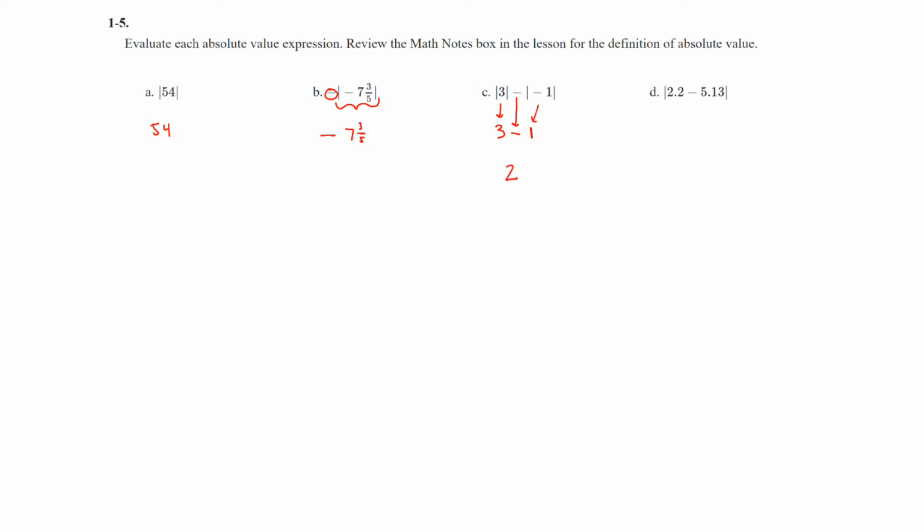And then on D, because the absolute value is here and here, you have to do what's inside of it. It's a grouping symbol. So you need to take 2.2 minus 5.13 and then take the absolute value of that. So when you subtract those, you get negative 2.93, but you can still see the absolute value still there because I haven't taken the absolute value just yet. Now what's the absolute value of negative 2.93? That is a positive 2.93 because that's how far it is away from 0. That's the distance that you're talking about. So notice on all my answers, the absolute value bars are now gone because we have evaluated each of those.